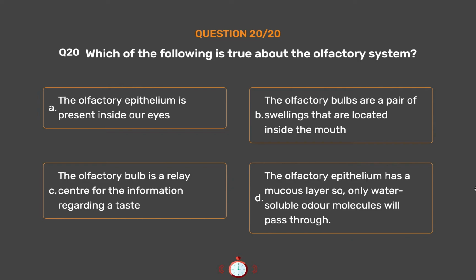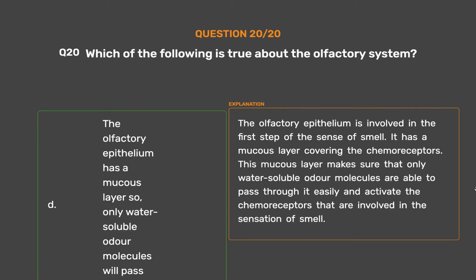The correct answer is Option D. The olfactory epithelium has a mucus layer so only water-soluble odor molecules will pass through. The olfactory epithelium is involved in the first step of the sense of smell. It has a mucus layer covering the chemoreceptors. This mucus layer makes sure that only water-soluble odor molecules are able to pass through it easily and activate the chemoreceptors that are involved in the sensation of smell.